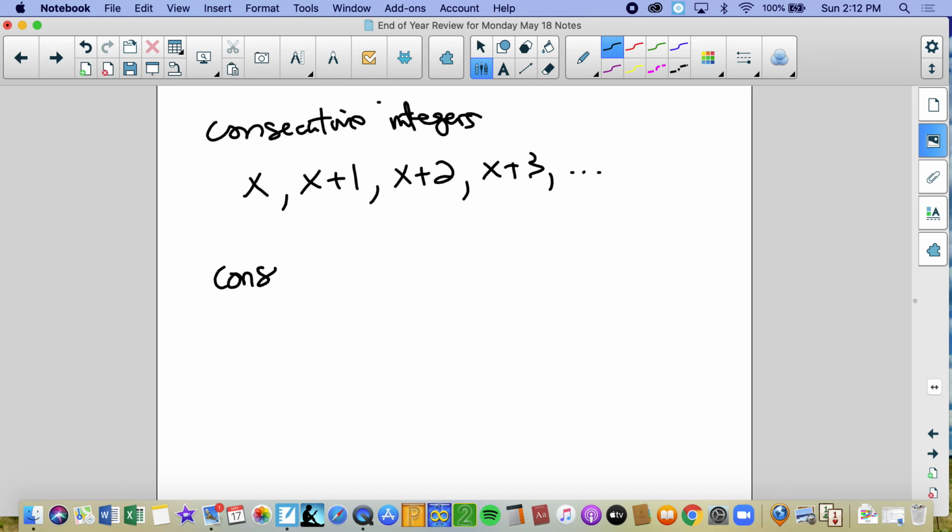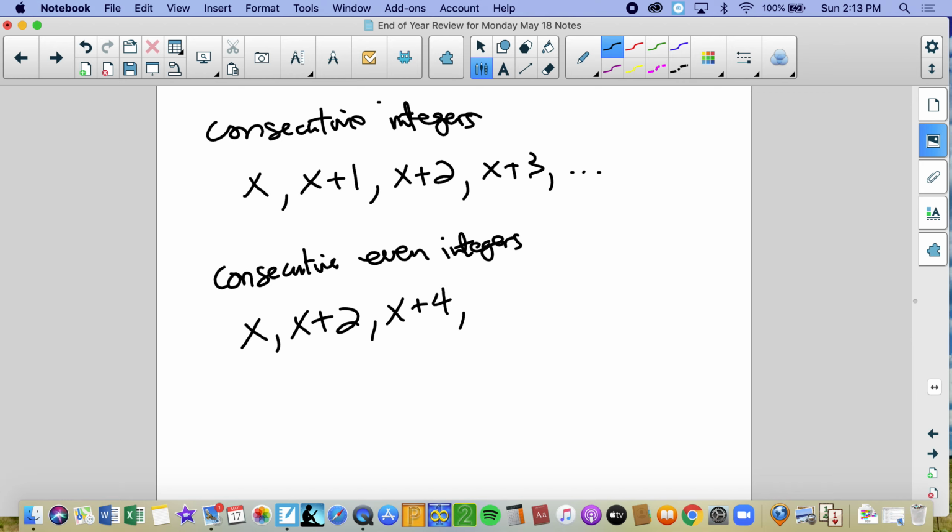How about consecutive even integers? How do we represent the first number? Well, it's x. What's the next number in that sequence? If it's even numbers, it would be x plus 2. What would the third number in that sequence be? x plus 4, good. x plus 6, and so on.